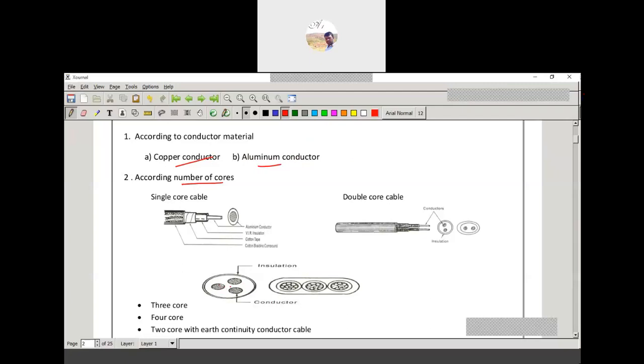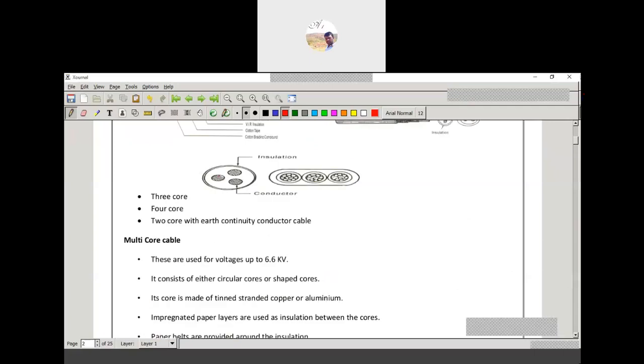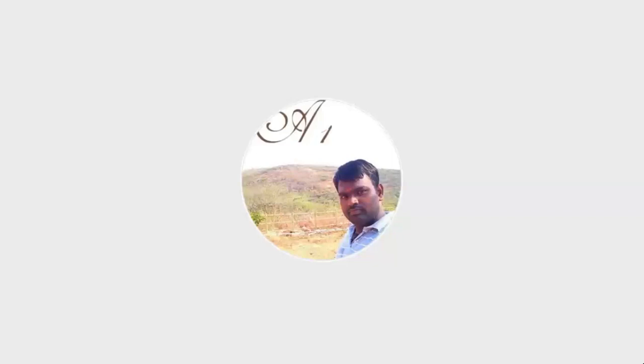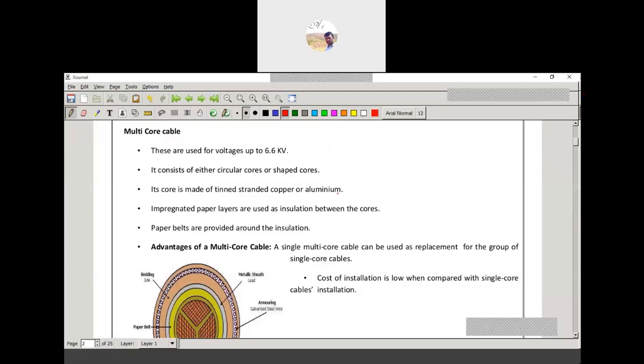Next we'll talk about wires and cables. What is a wire and what is meant by a cable? A wire is a conductor without insulation, known as a bare conductor. If there is only the conductor, that is called a wire. A cable is a wire or conductor covered with some insulation. If it is covered with plastic, in some cases PVC, and presently they are using PVC, that is called a cable.